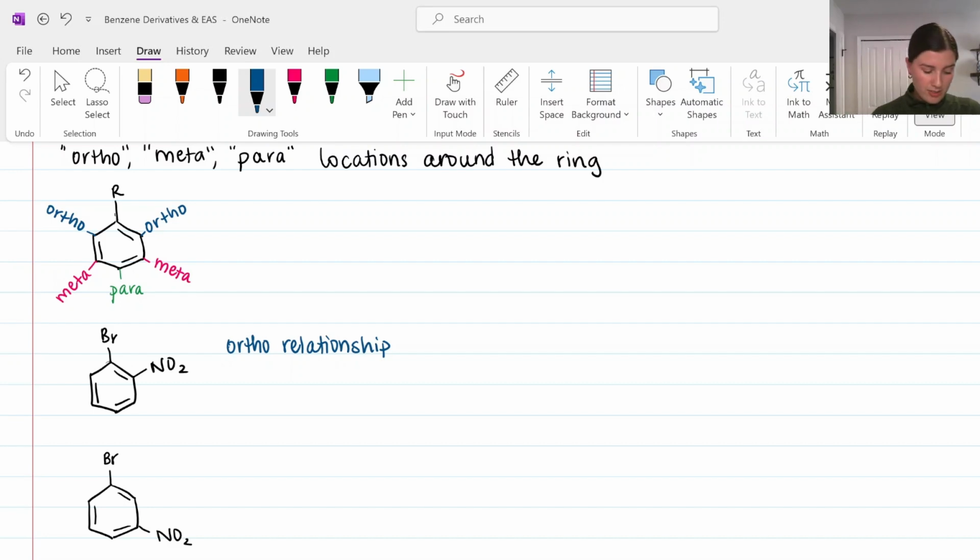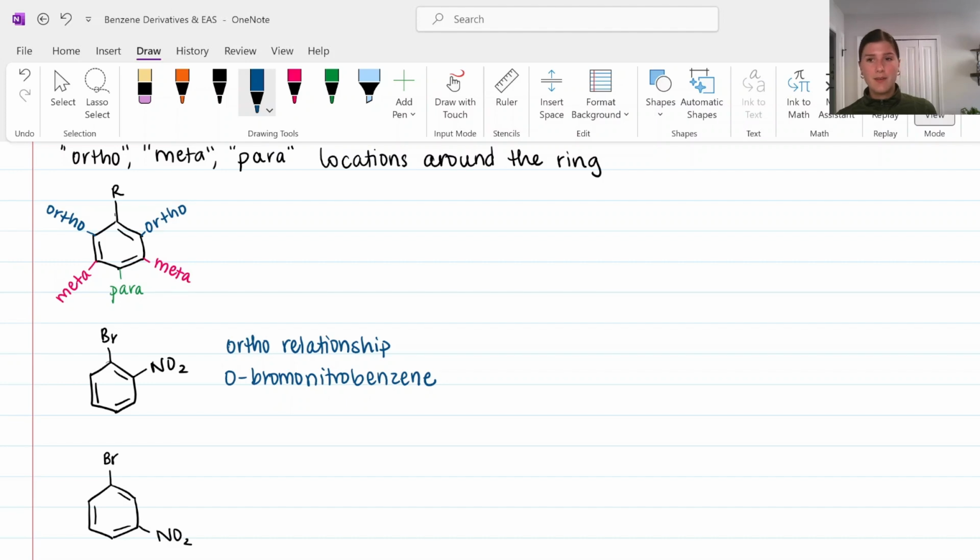So that means that name starts with either just an O, or you can write out ortho. I'll just keep it as just an O. And then since bromine and nitro, neither one has priority over the other, we pick the first alphabetical to name first. So this would be ortho, bromo, nitro, benzene. So that's how the ortho prefix comes into play for these molecules that have a benzene ring with 2 substituents.